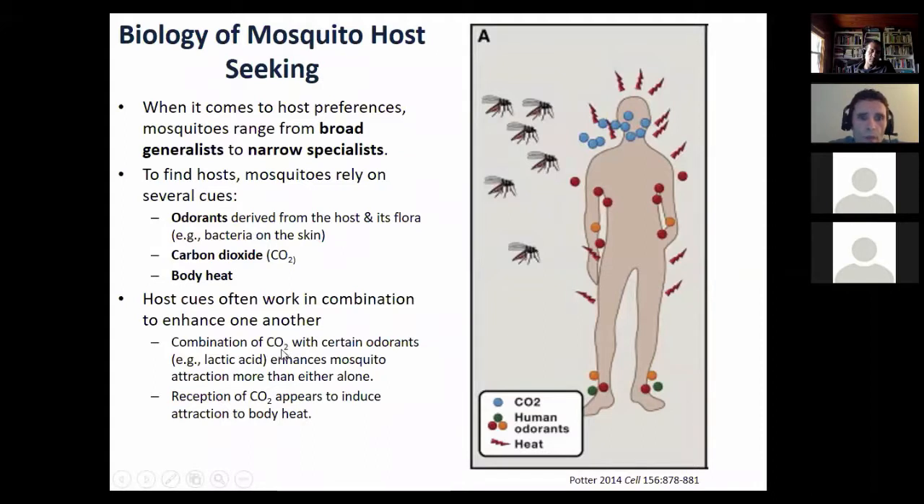So, for example, carbon dioxide in combination with certain odorants like lactic acid, which is a component of human sweat, does enhance mosquito attraction more than either one of them does alone. And then reception of carbon dioxide appears to induce attraction to body heat. So, mosquitoes are pretty complex in their host-seeking capability.